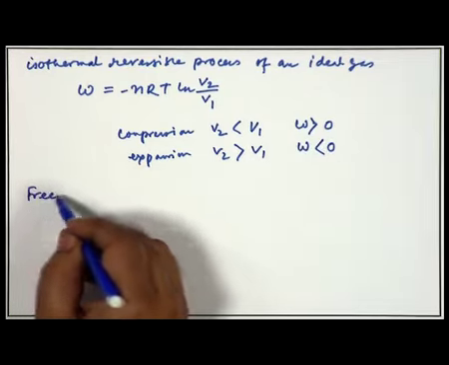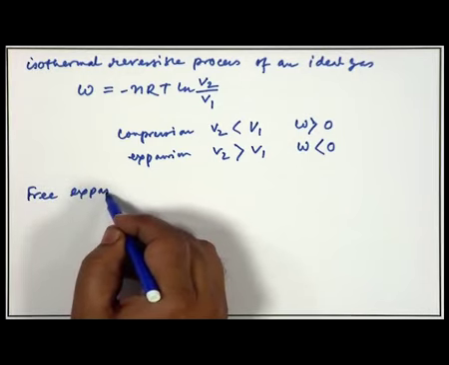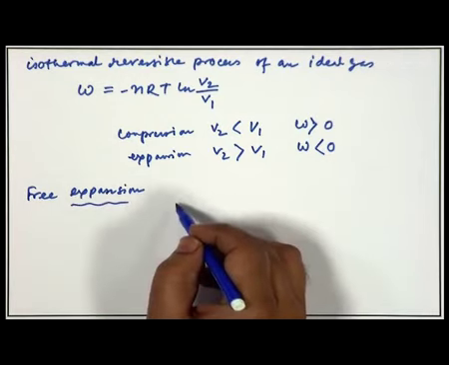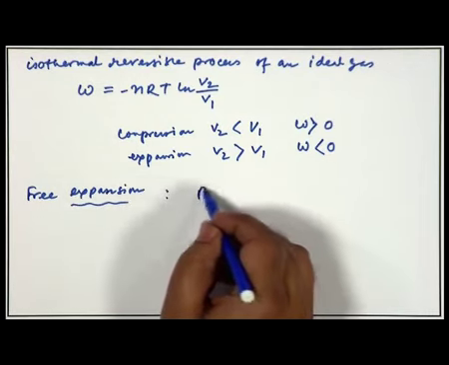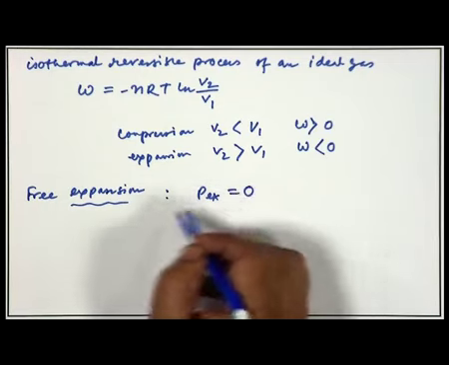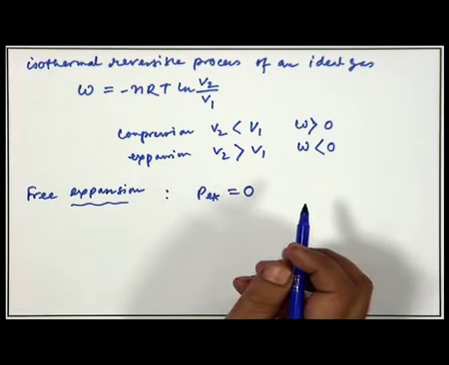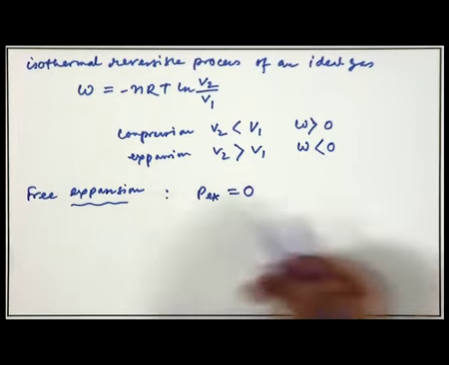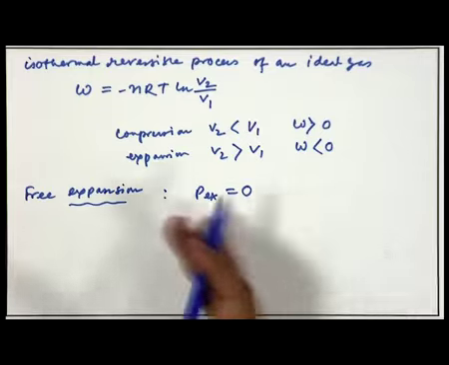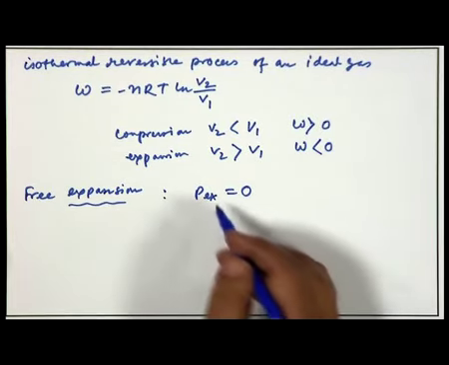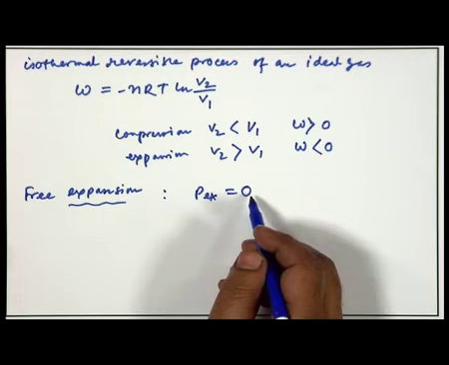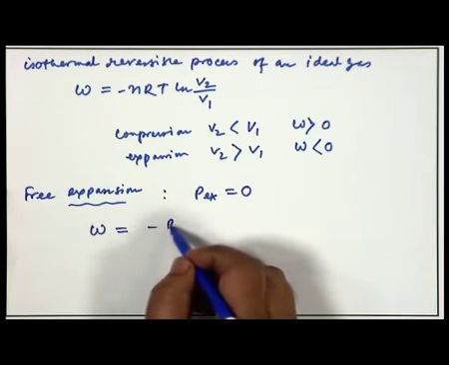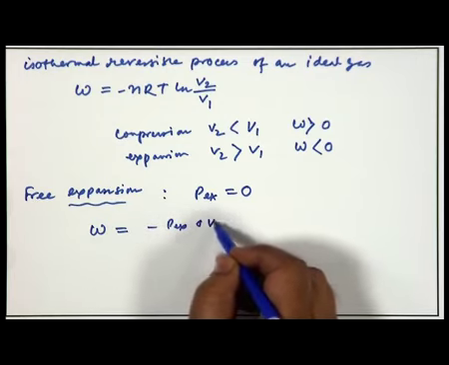For free expansion, what is free expansion? It means Pex is 0, external pressure is 0. So, the expansion is happening in vacuum. When expansion of a gas happens in vacuum, so P external is 0, then we call it free expansion. So, W would be minus Pex times delta V, so 0.